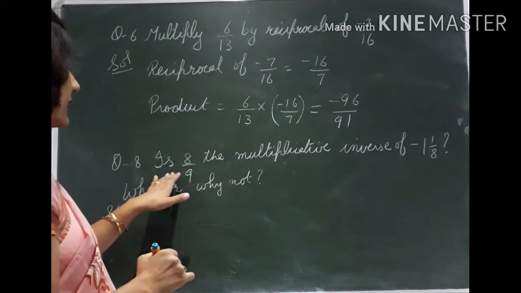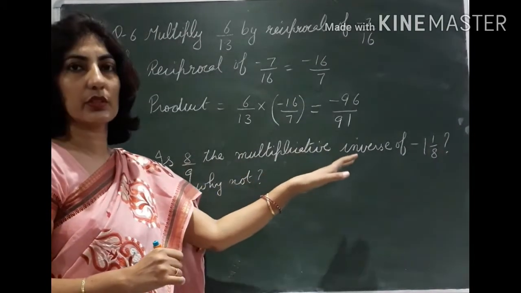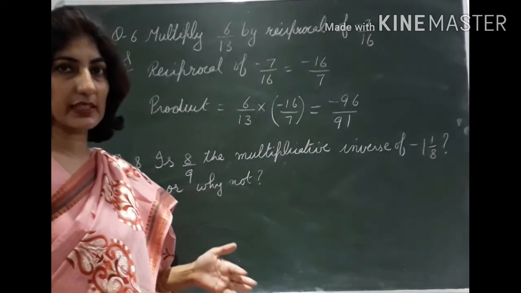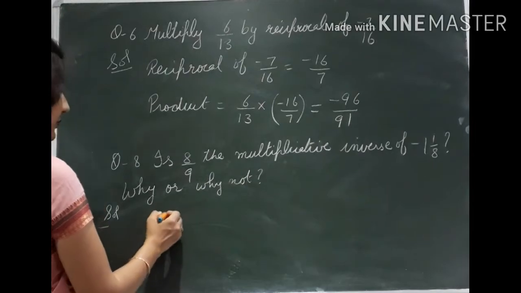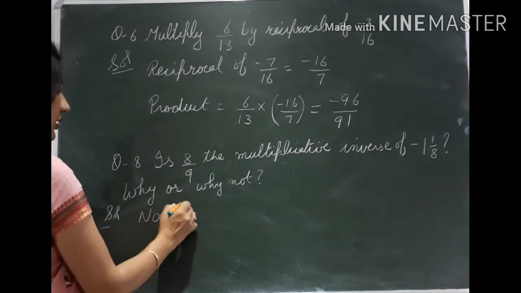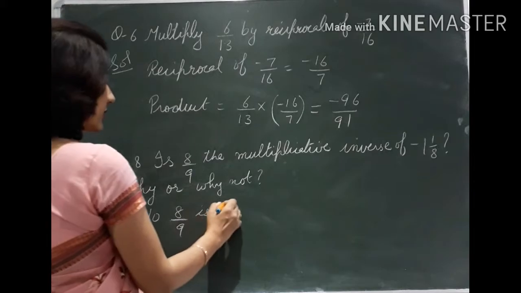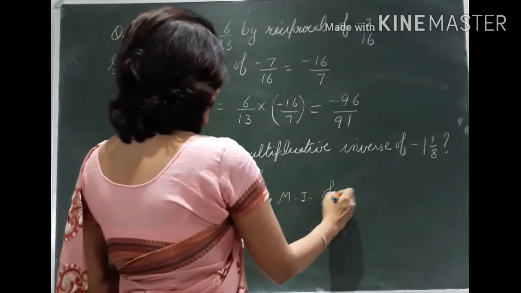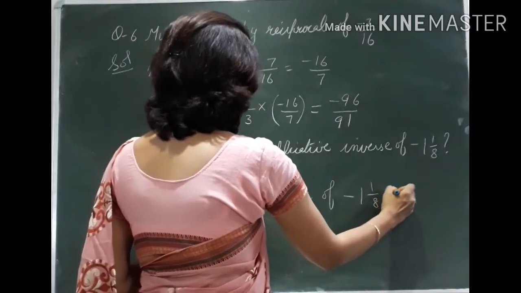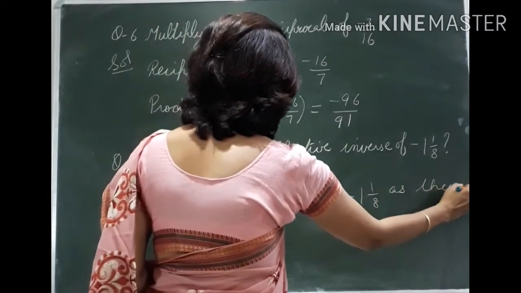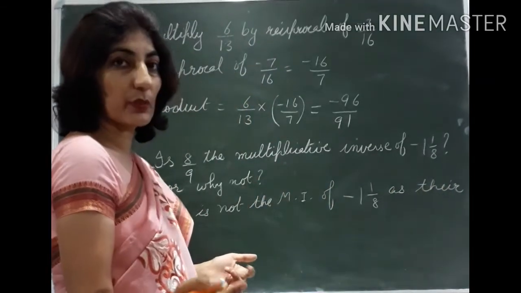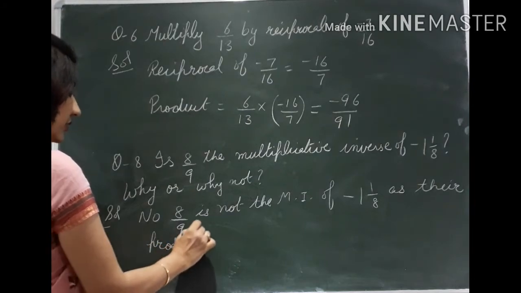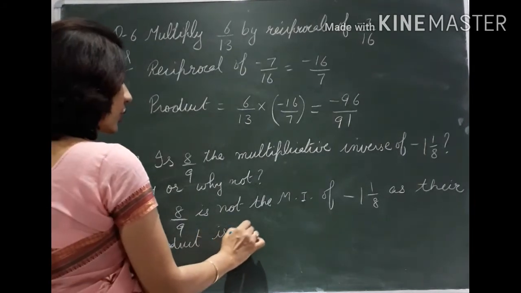Question number 8 is, is 8 upon 9 the multiplicative inverse of minus 1 upon 8? Why or why not? If yes, then why? If no, then why not? So you will write no. 8 upon 9 is not the multiplicative inverse of minus 1 upon 8, as for a number and its multiplicative inverse, their product should be 1. Here if I calculate, their product will not come 1. So I will write as their product is not 1.